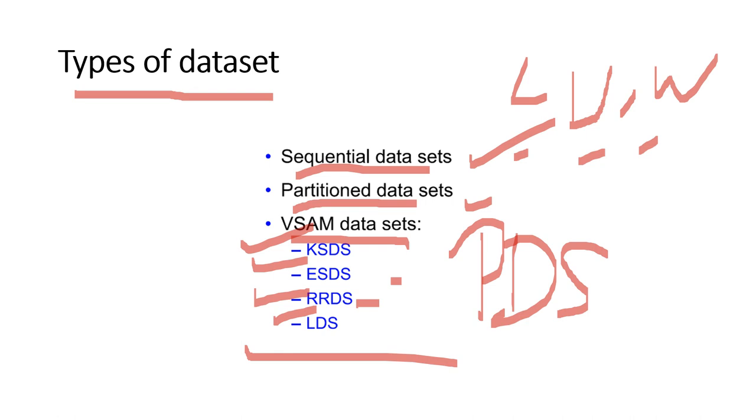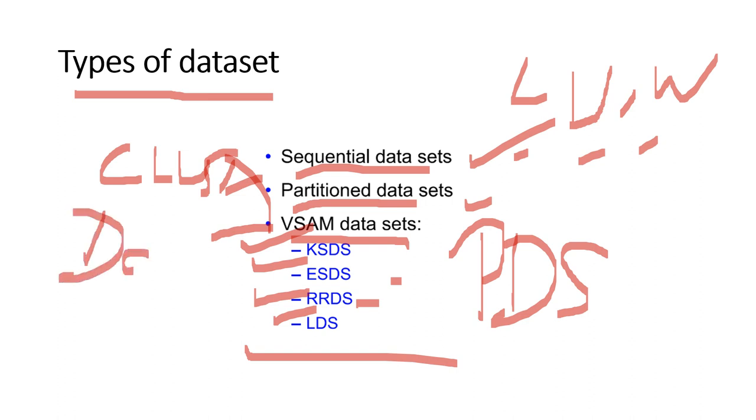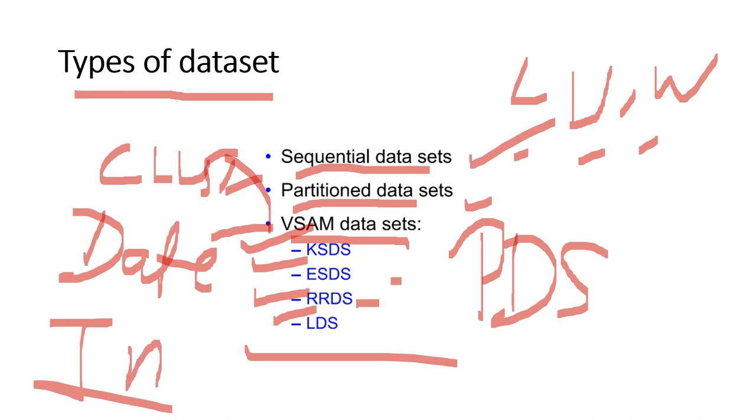If we talk about VSAM, a VSAM dataset has two components. One is the cluster. You already know what a cluster is. So one is the cluster and the second is the data. My painting is very bad, so please ignore this. Some VSAM datasets also include an index. This is the basic terminology. I already discussed all these things.